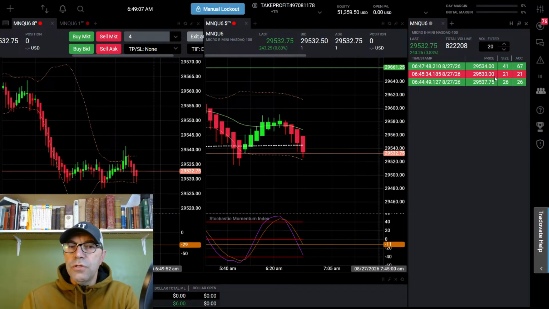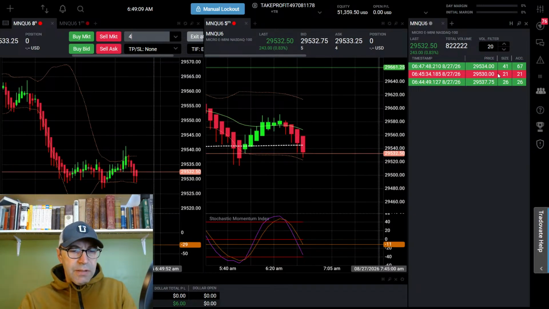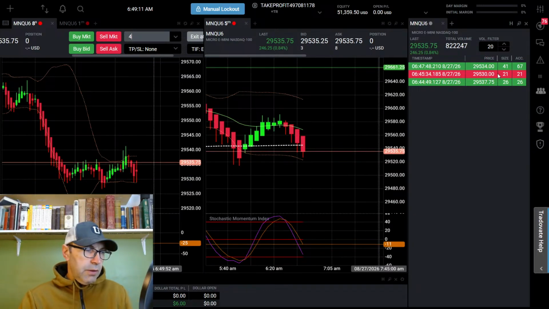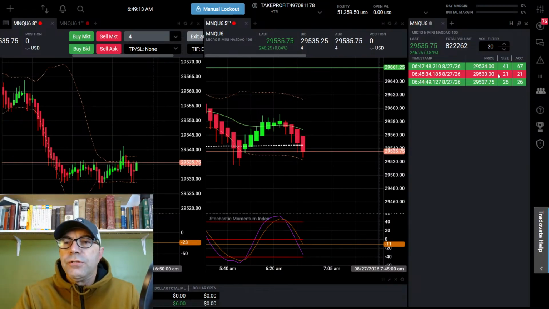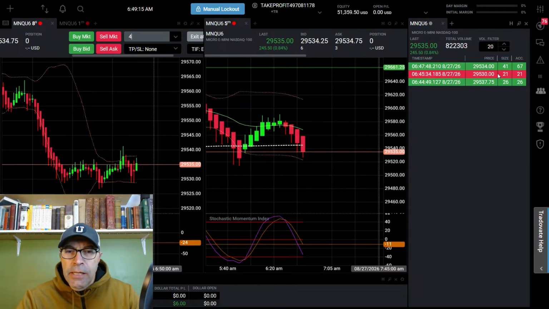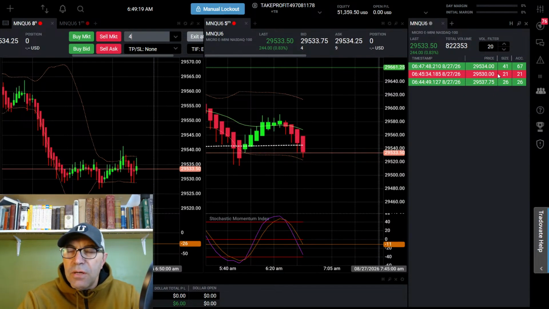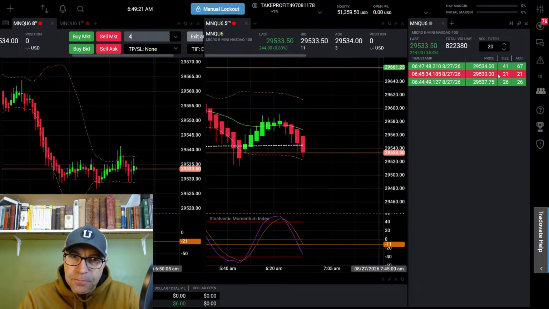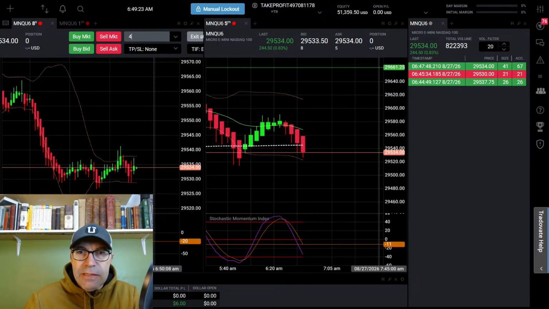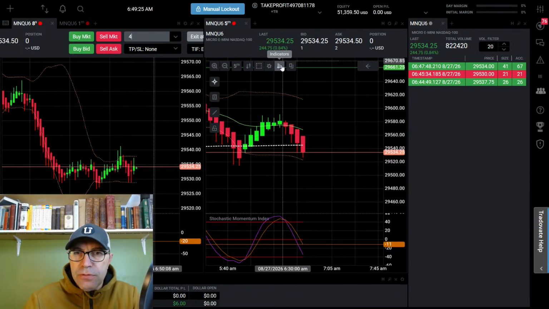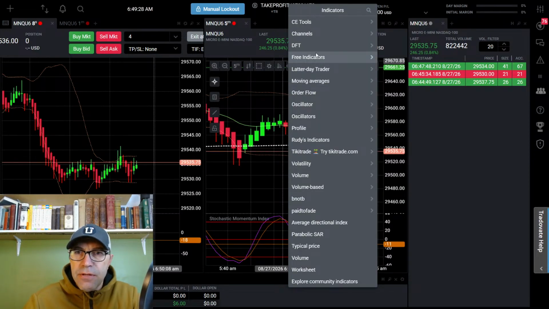So that kind of helps you see where possibly the institutional traders put in large orders, and you might be able to see them. They're not necessarily iceberg orders. Trade Evade does not allow you to have that.